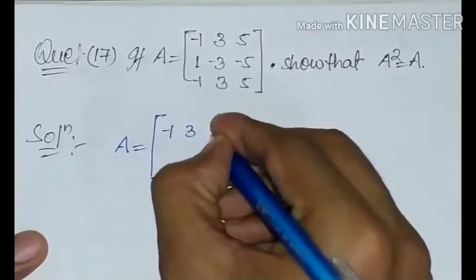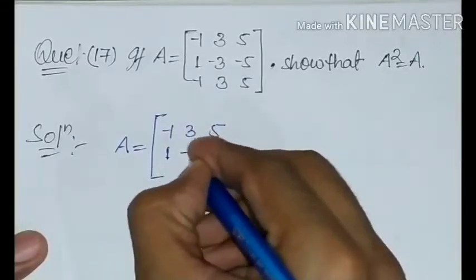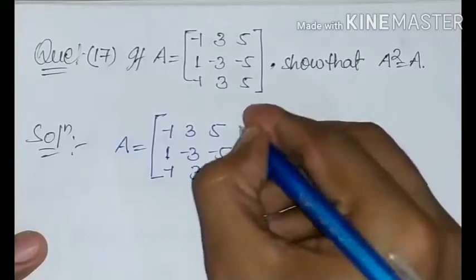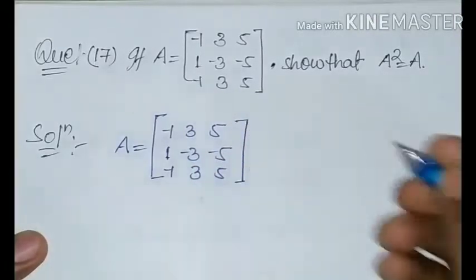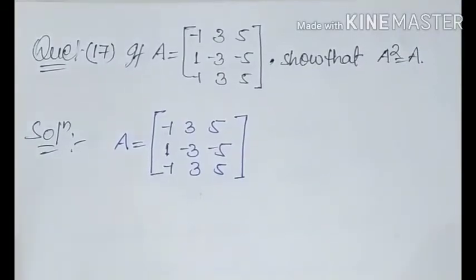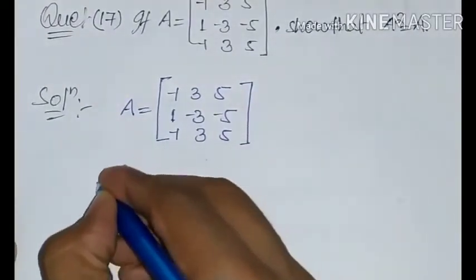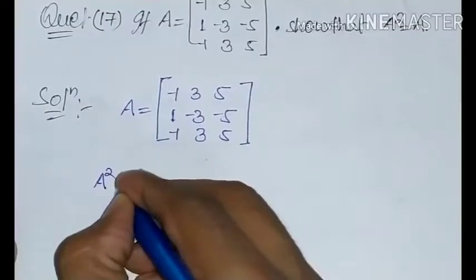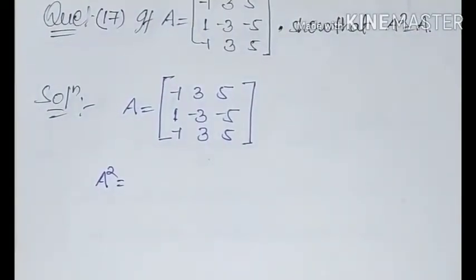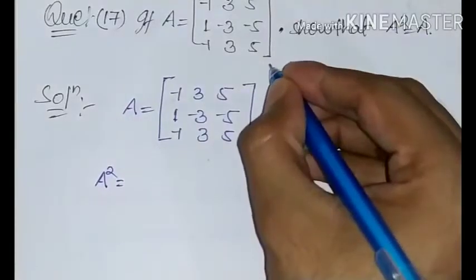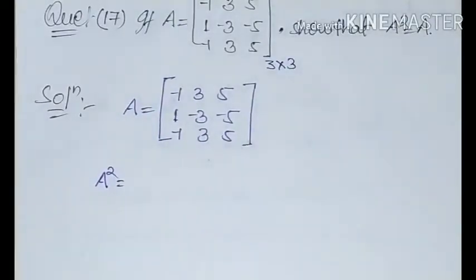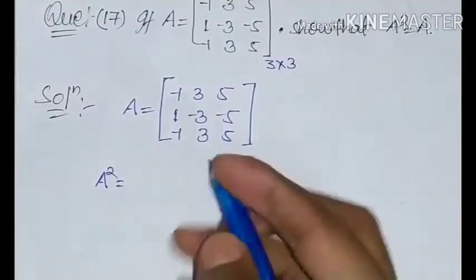-1 3 5, 1 -3 -5, -1 3 and 5. Now first of all we have to find the value of A square. Since it is a square matrix, a 3 by 3 matrix, A square is possible.